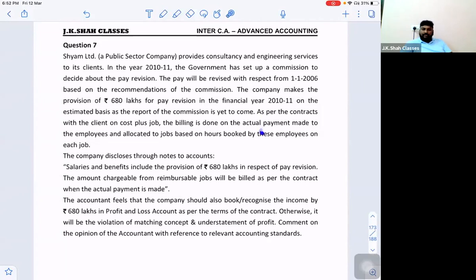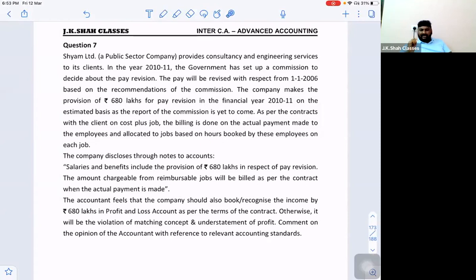Now, here is the most important part of the question. As per the contracts with the client on cost plus job, the billing is done on the actual payment made to the employees and allocated to jobs based on hours booked by these employees on each job. So technically, this is a cost plus job. Cost plus job means, sir, it is similar to the cost plus contract that you learned in AS7. So whatever the actual cost of employment is to the company, that plus a certain profit margin will be billed to the clients based on man hours.